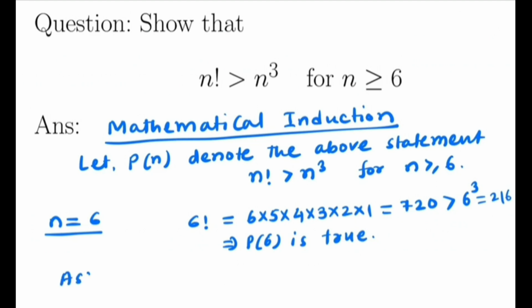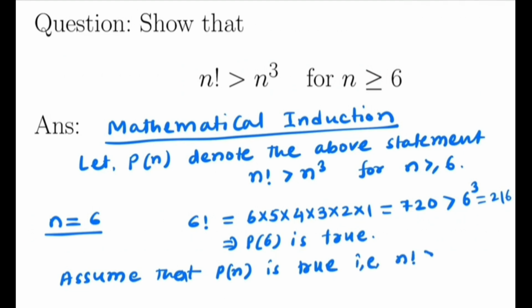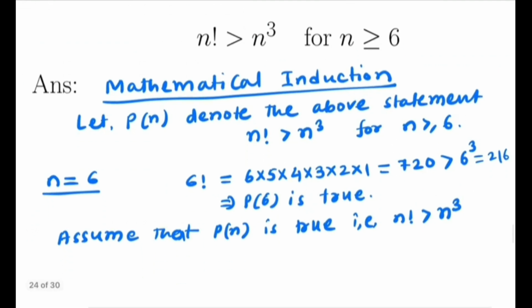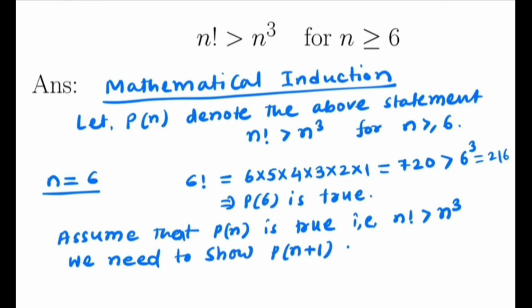Now assume that P(n) is true. That is, n factorial is bigger than n cube. Now we need to show P(n plus 1) is true. That is, n plus 1 factorial is bigger than n plus 1 cube. Okay, so this we need to show.